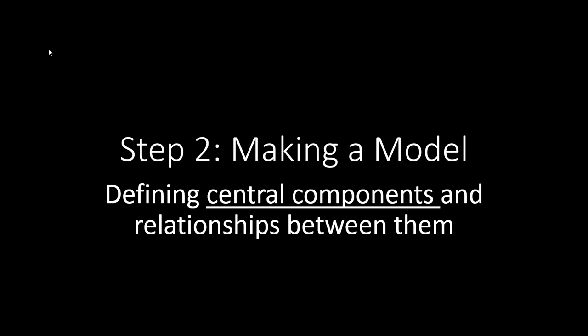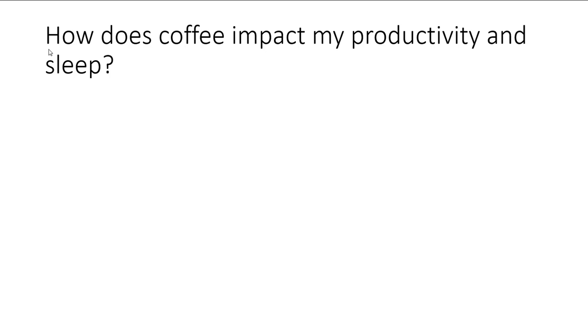So step 2 is about how to make a model. And the first thing you do is you have to think about the central components relative to the system you're trying to model, the system you're trying to represent, and what are the relationships between those components. So, Allison, let's take the example, how does coffee impact my productivity and sleep? What are kind of the central components to understanding that question and modeling that question kind of as a system of interactions? I think the 3 central components are right there in the question, and we have coffee, sleep, and productivity. All right, so let's go to Mental Modeler.